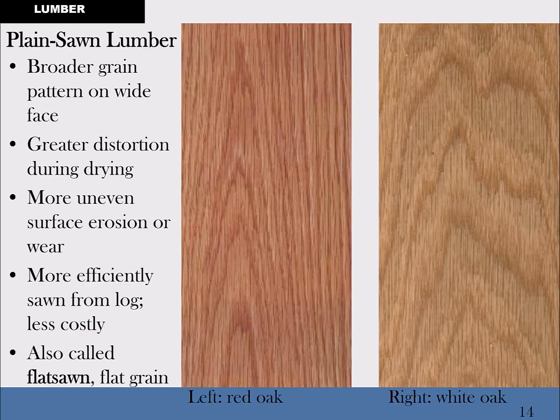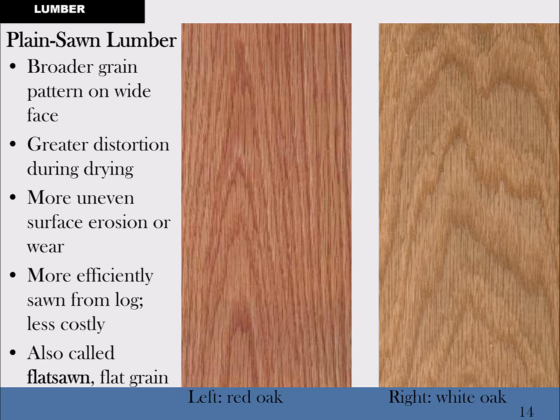So let me see, what can I show you? Here's some plain sawn lumber, and you can kind of see the V's showing up in the lumber. We've got red oak and white oak, so they're both oak trees here. So you tend to get more distortion of the board. So again, plain sawn can be called flat sawn or flat grain.